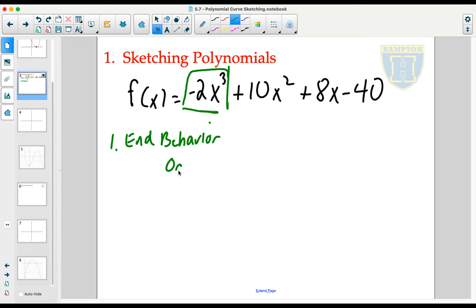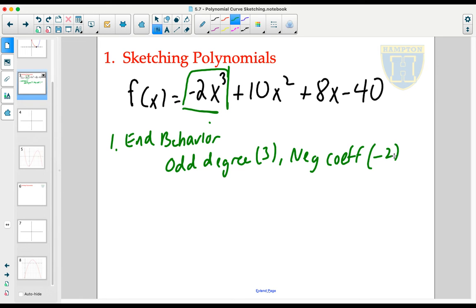This particular polynomial has an odd degree, that's the 3, and it has a negative leading coefficient, that's the negative 2. Because it has an odd degree and a negative lead coefficient, we will expect this graph to look like this on its two ends. We expect it to be rising on the left side of the graph and falling on the right side. We expect the graph to be rising as x goes towards negative infinity, and falling as x goes towards positive infinity.